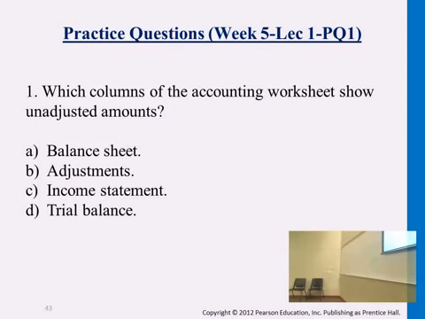In the column in the worksheet that is not adjusted, what do we call that? Not adjusted would be trial balance, right? After adjustment will be adjusted trial balance.